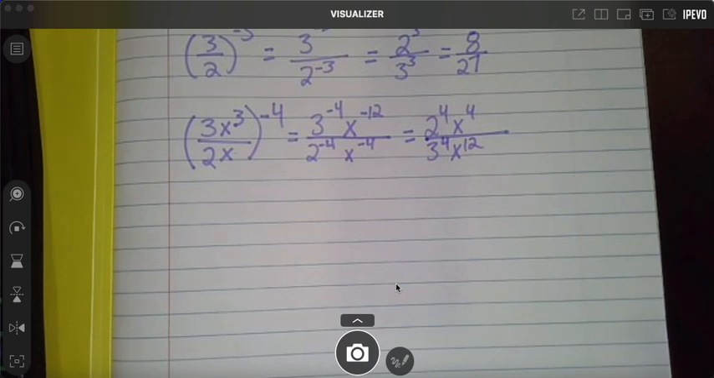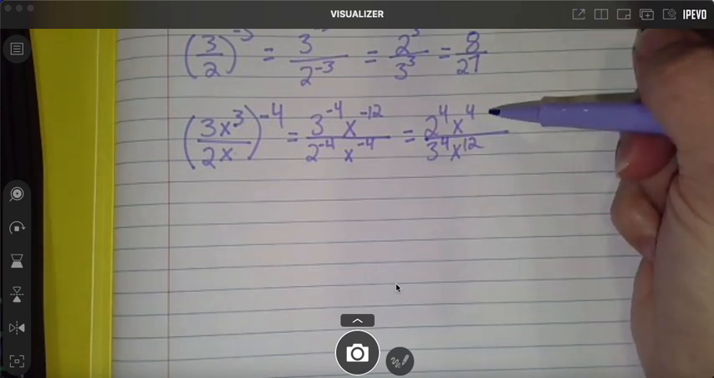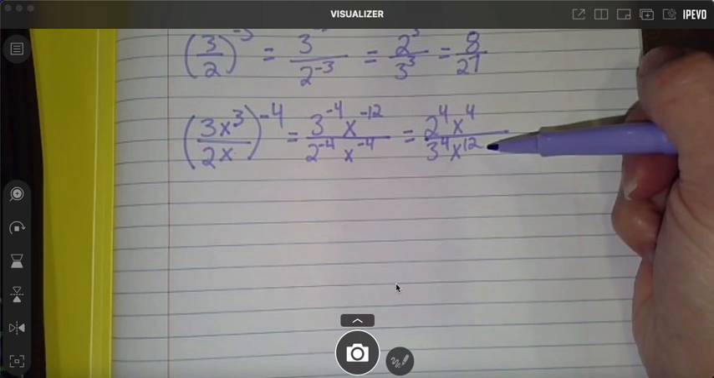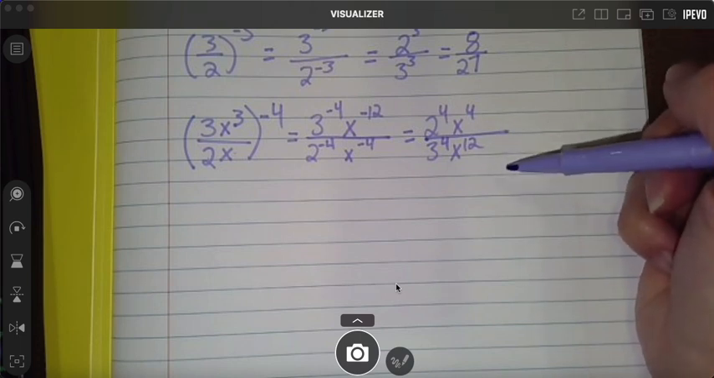Yeah. So you can think of it 2 different ways. I could think, okay, I have 4 x's up here and 12 down here. How many more am I going to have in the bottom? 8. So that's one way to think. I should have 8 in the bottom.